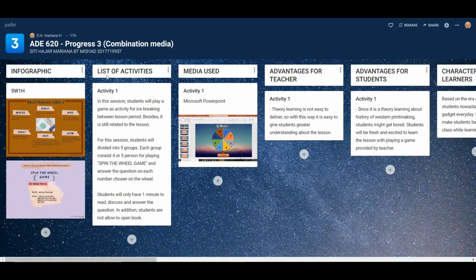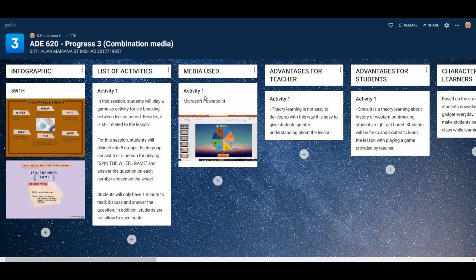Next is the list of activity. For the list of activity in this session, students will play a game as an ice-breaking activity between lesson periods. Besides, it's still related to the lesson. For this session, students will be divided into 5 groups. Each group consists of 4 or 5 members for playing spin the wheel game and answering the question on each number chosen on the wheel. Students will only have 1 minute to read, discuss and answer the question. In addition, students are not allowed to open books.